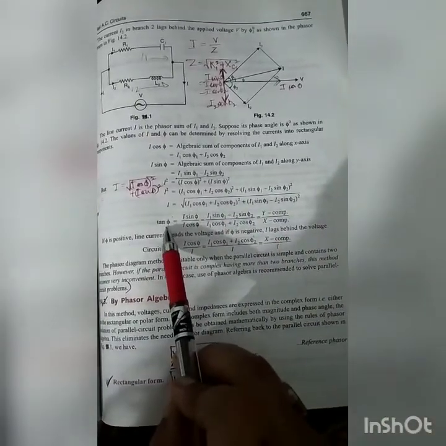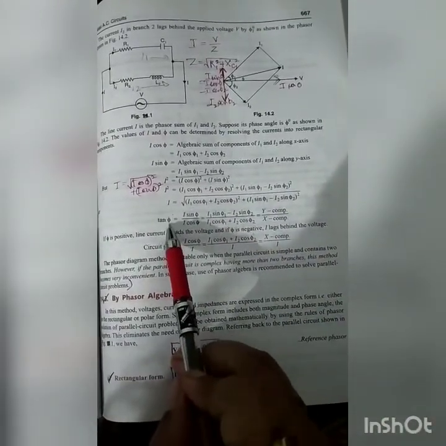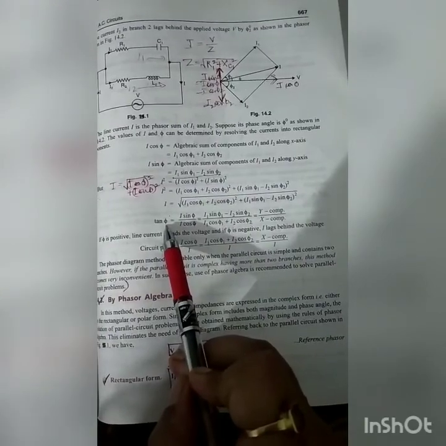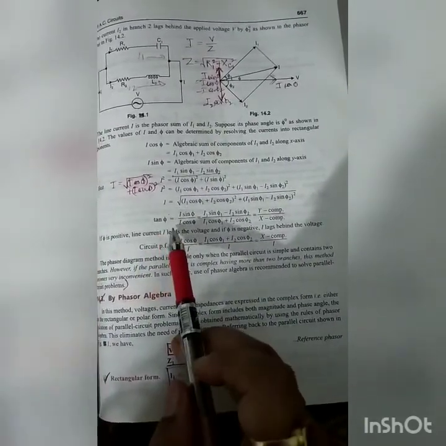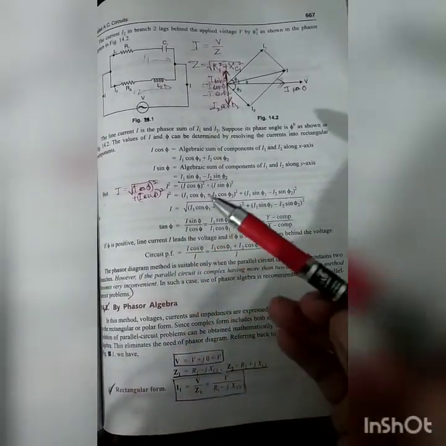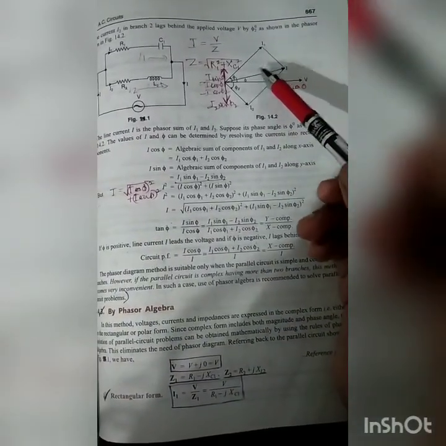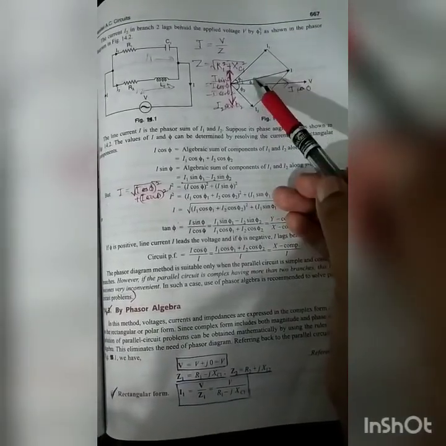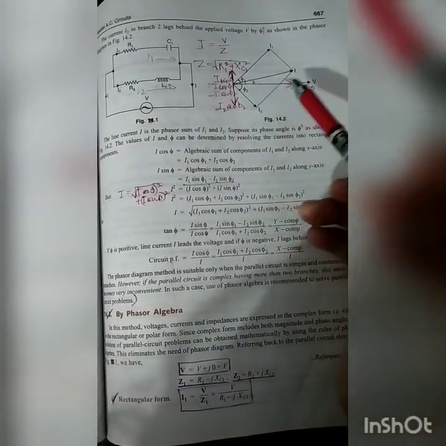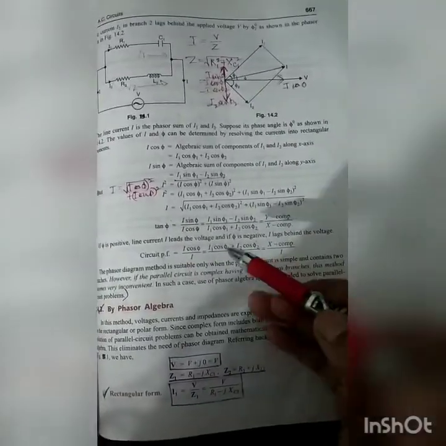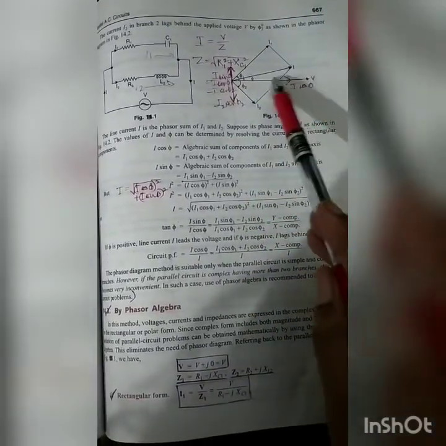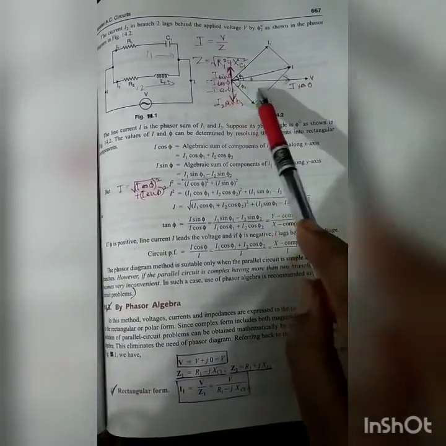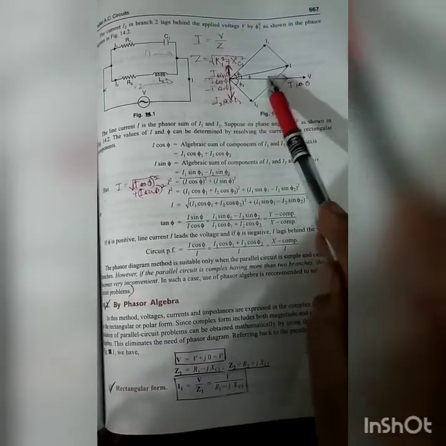That means tan phi is equal to the y component by the x component. Now if phi is positive, what does that mean for the relationship between line current and line voltage? The line current will lead the voltage if this is positive, and if it is negative, that is phi is less than 0, then the current will lag behind. That means it will be in the reverse direction, as we have considered now.